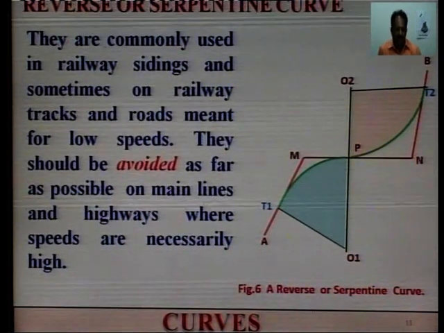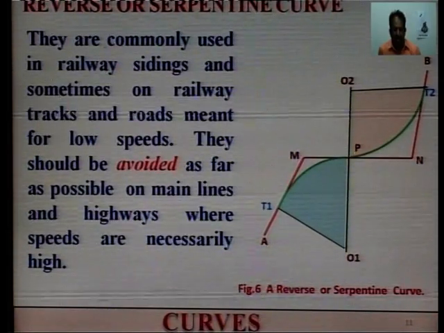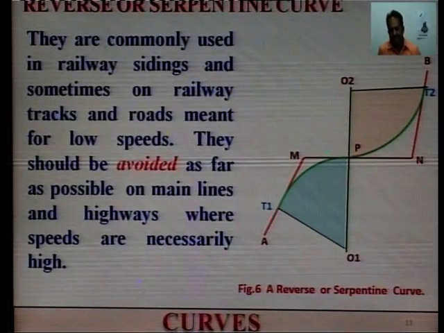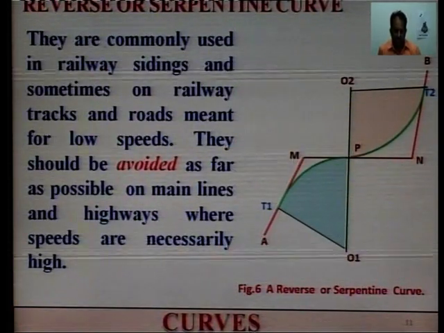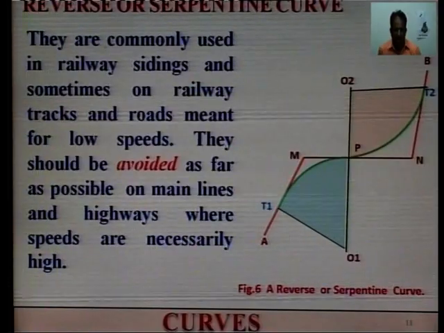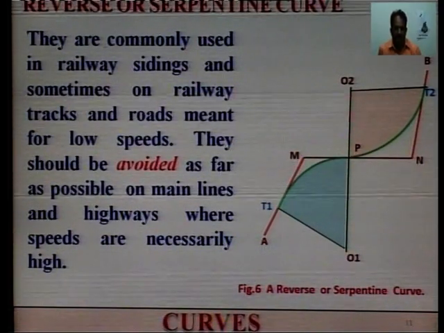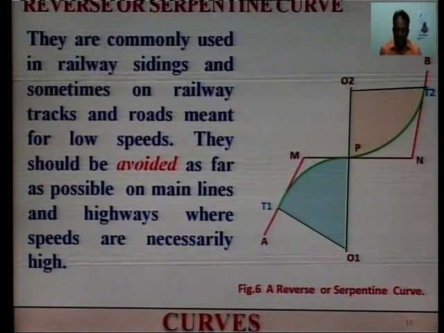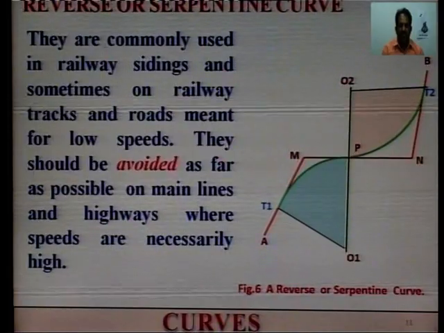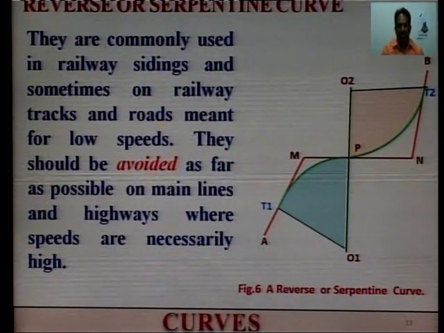They should be avoided, that is they should not be laid as far as possible on the main lines. Serpentine curves or reverse curves are not allowed, or they should be avoided as far as possible on the main lines and highways where speeds are necessarily high. So, this is the figure of a reverse or serpentine curve as is being shown on your screen.